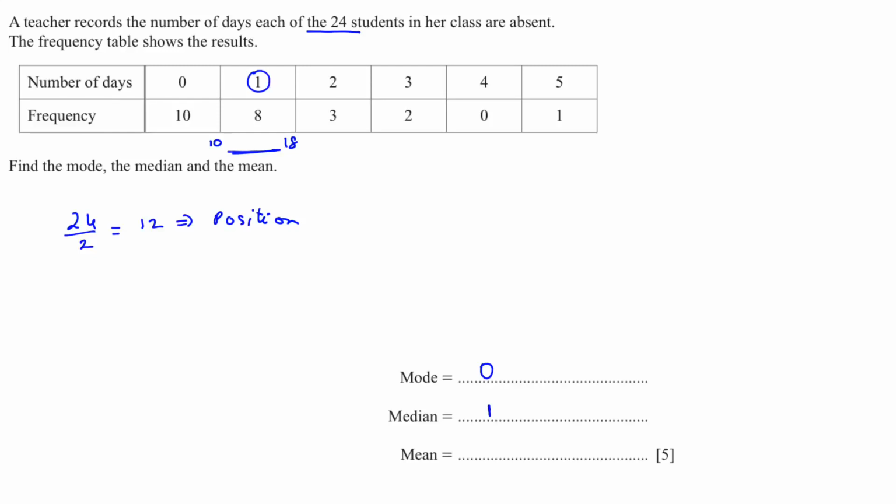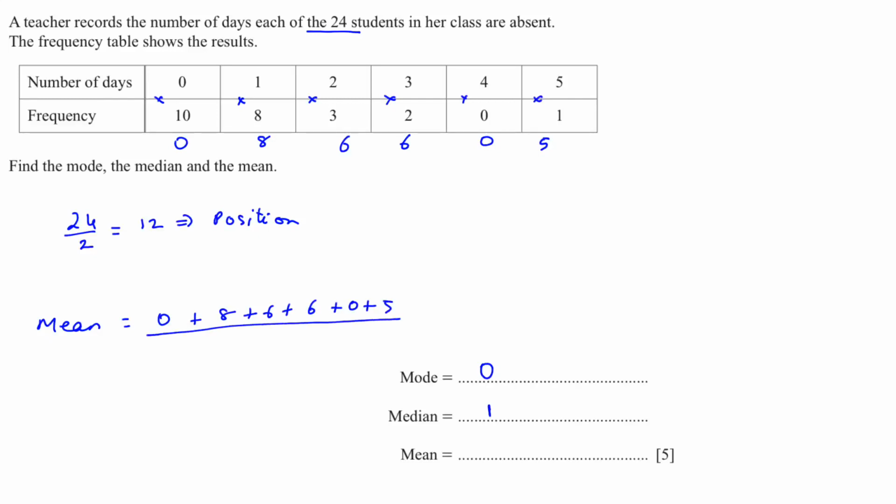To find the mean, we have to multiply the number of days by the frequency. 0 multiplied by 10, 0, 8, 6, 6, 4 multiplied by 0, 0, 5 multiplied by 1, 5. To find the mean, we add all the numbers that we got, 0 plus 8 plus 6 plus 6 plus 0 plus 5, and divide it by the frequency, which is 24. And we will get 1.04. So the mean is 1.04.